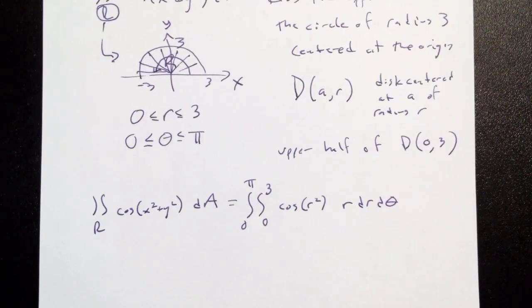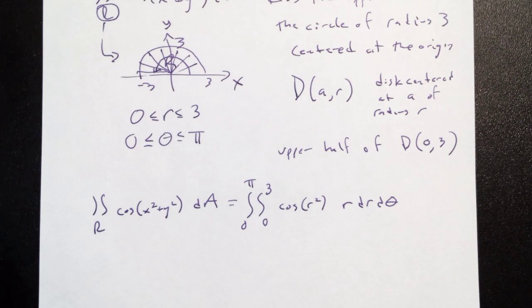But now you see why I am very happy to have that extra r in my dA. That extra r allows me to do that integral. Otherwise, I'd have cosine of r squared and no r on the outside. I'd have to use some sort of trig identity to make that work. But with the extra r, that's a u substitution. But wait, it's even better.